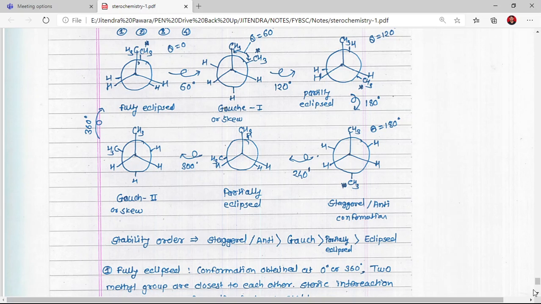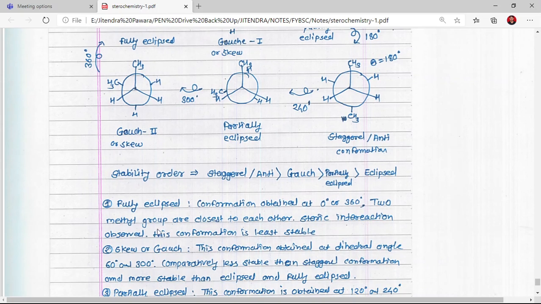So we get the fully eclipsed conformation at dihedral angle 0, 360. Here two methyl groups are closer to each other, steric interaction is observed, and this is the least stable conformation.